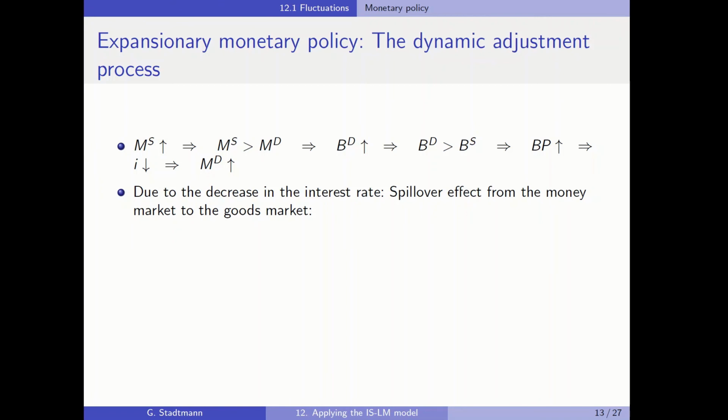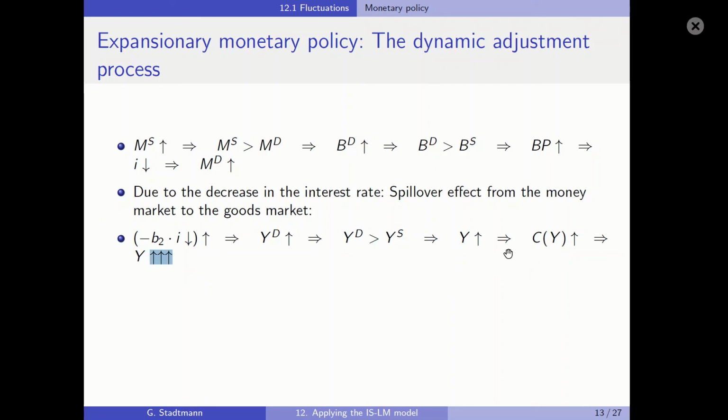But due to the decrease in the interest rate, we have a spillover effect from the money market to the goods market, because it leads to higher investment. When the interest rate decreases, investment is up. This leads to an increase in goods demand because the demand for investment goods is up. Demand is larger than supply. The companies are not increasing prices, but the companies are producing more. The income generated in the production process is up. Therefore, consumption is affected and income increases. We also have a multiplier effect here.